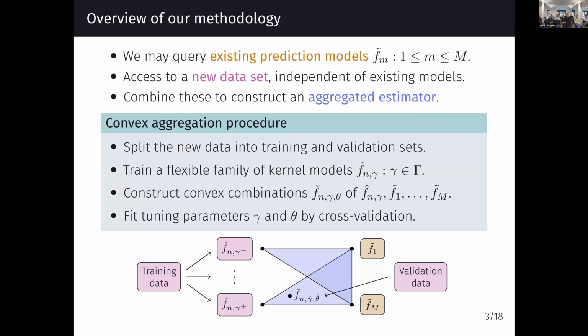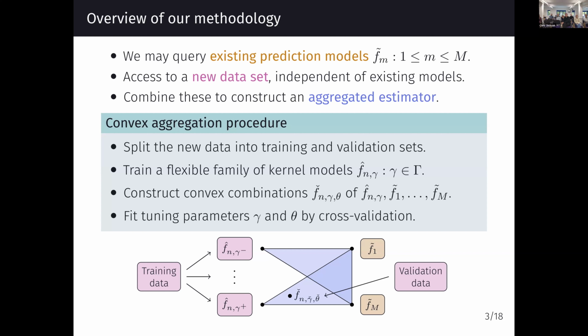Okay, so before getting into too many details, I want to give a very quick overview of our methodology and explain what the ideas are. So just to repeat the setup, we were allowed to query a few existing prediction models, which I'm going to denote by F tilde. So this is SCORE2, you should think about. We also have access to a new data set, and we're going to assume, for simplicity, that this is statistically independent of the original model. So really, this should be a different data set. And we're going to combine these to construct an aggregated estimator. Throughout these slides, I'm going to try and use yellow for the existing models, pink for the new data, and blue for the aggregated models.